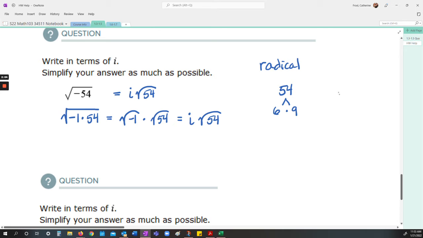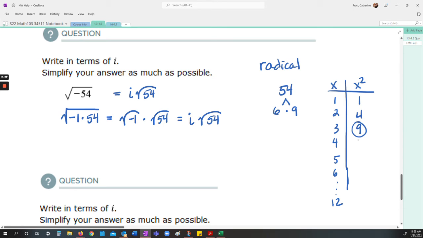So our perfect square numbers, you can maybe make a little table of values. 1, 2, 3, 4, 5, 6. It'd be good to know these at least through like 12 squared. Just write them down every so often. 1 squared is 1, 2 squared is 4, 9, that's the one we want to use, 16, 25, 36, and so on and so forth.